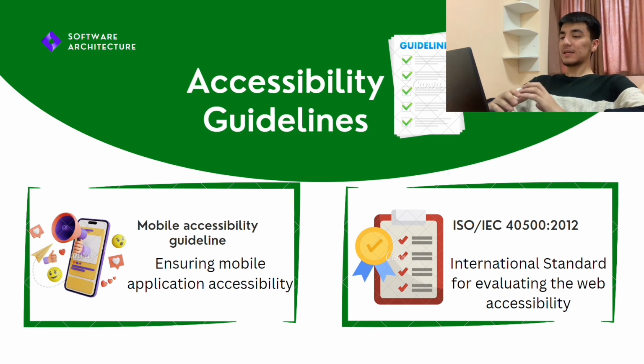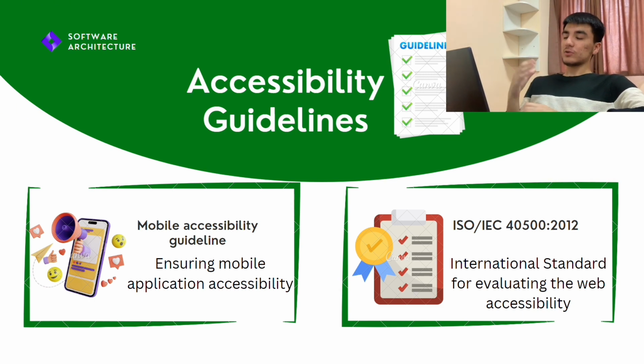Mobile Accessibility Guideline serves as a roadmap for developers, designers, and businesses to create mobile applications and websites that are inclusive and usable by all individuals, including those with disabilities. These guidelines contain a wide range of considerations covering different aspects such as navigation, visual design, input method, content presentation, and interactivity. And also I want to talk about ISO/IEC.